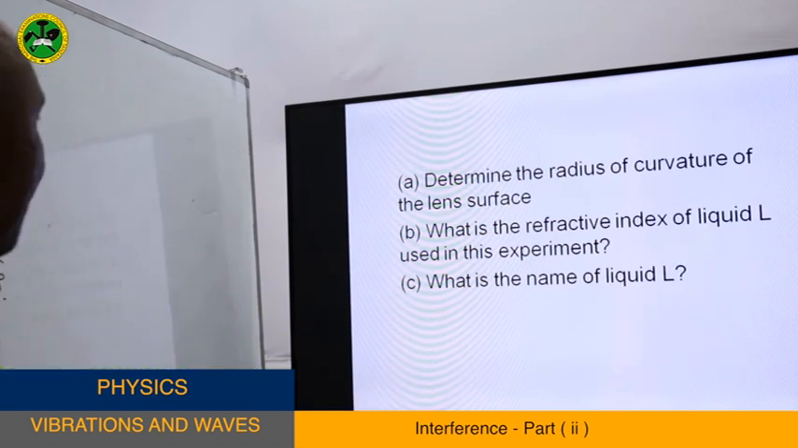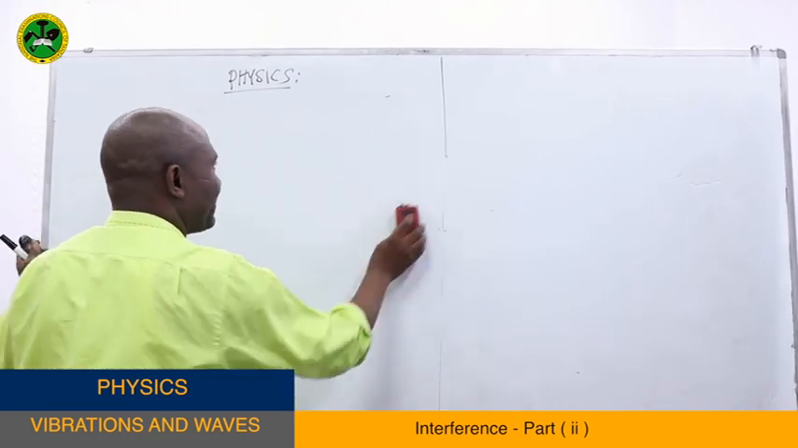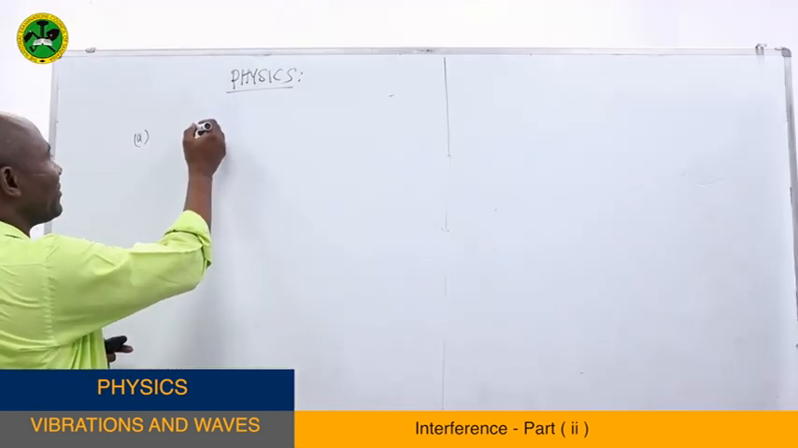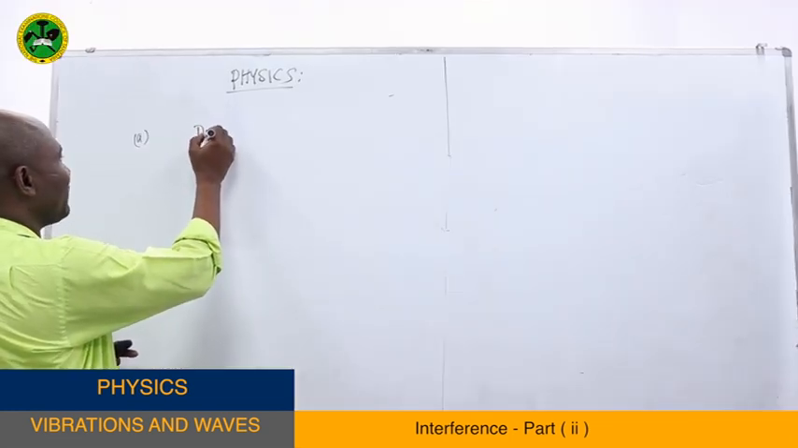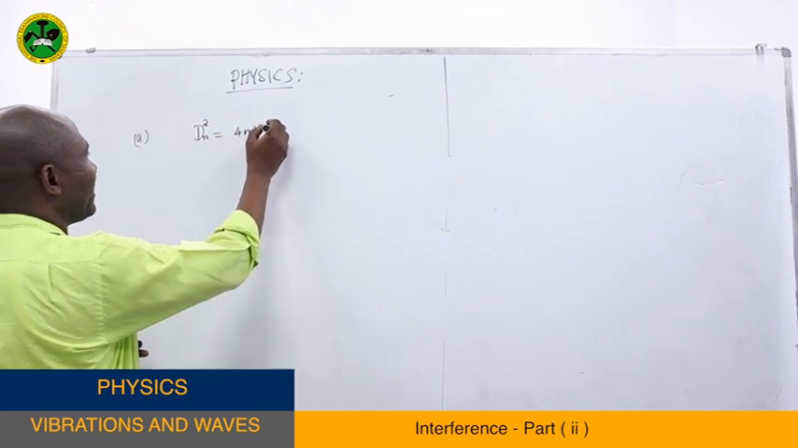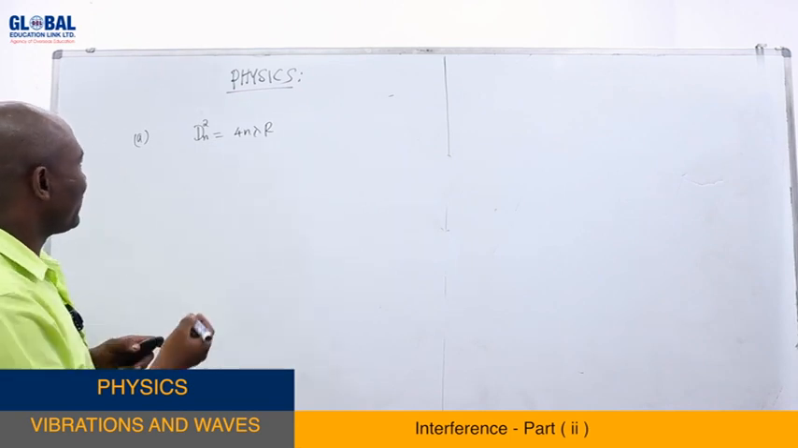Let's start now. From this question, you can see it is an experiment which has been done. Step number 1, you're supposed to find the radius of curvature of the lens surface. The formula is talking about the diameter of the dark ring, given by 4nλR. This is the formula you did.